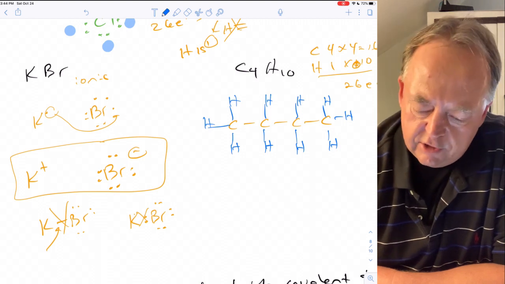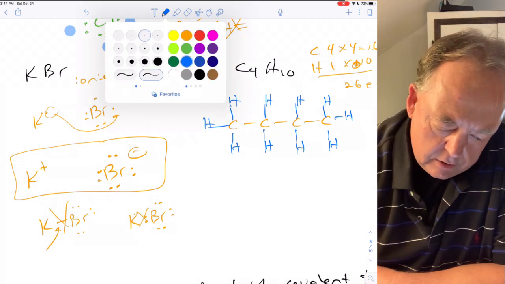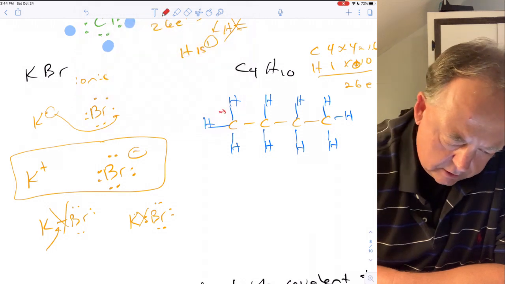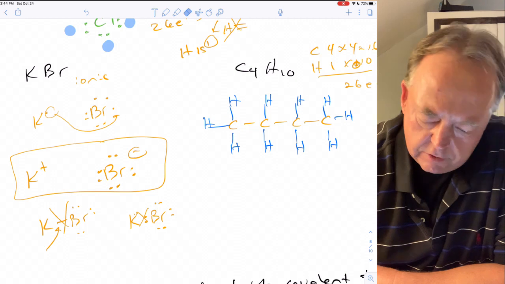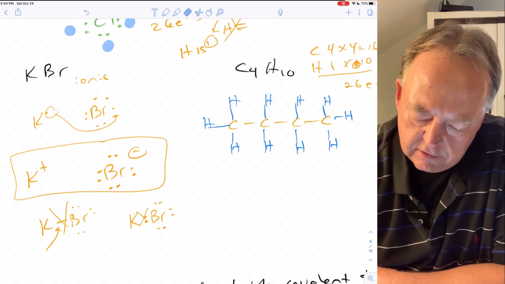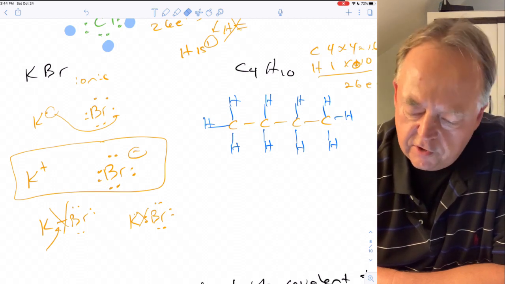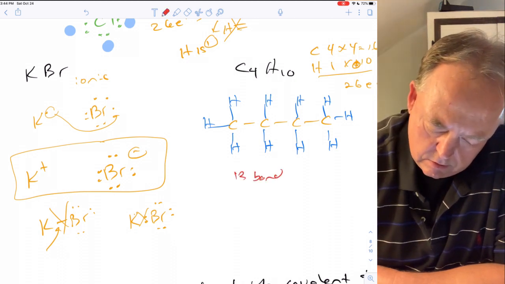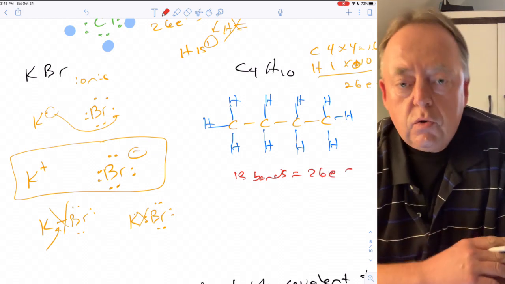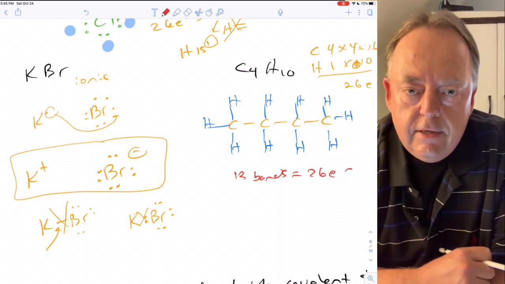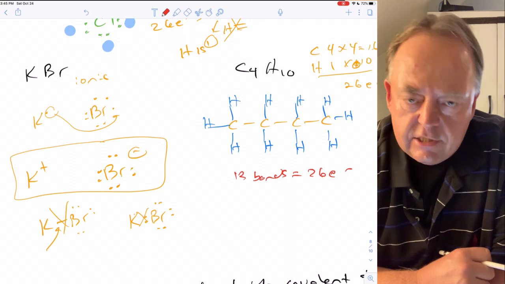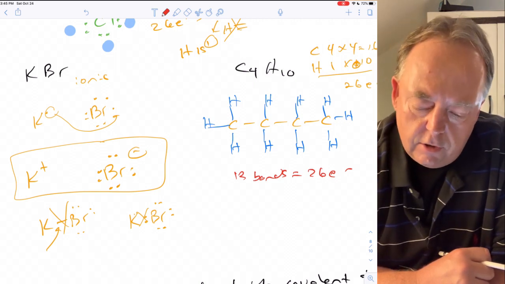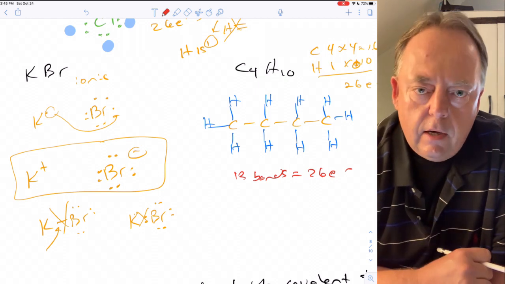Is it the right number of electrons? Well, how many bonds are there? Let's not make the picture too messy, but there's 1, 2, 3, 4, 5, 6, 7, 8, 9, 10, 11, 12, 13 bonds. So that's 26 electrons. So carbon's happy. Each carbon's got an octet. Hydrogen's happy. Each hydrogen has 2 electrons, 1 bond around it. 26 electrons is what we're supposed to have. So that's the structure of the molecule.